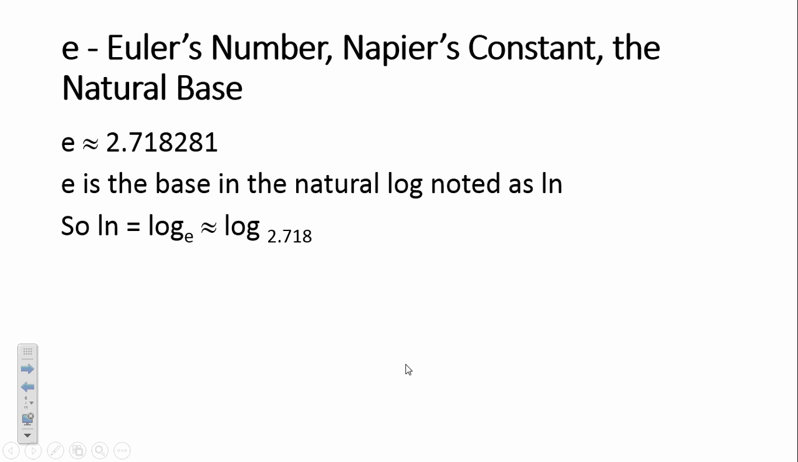The most common irrational number that most people remember is pi. What's special about pi? Never ending. Never terminates, never repeats. Euler's number, E, does not terminate, does not repeat. Also known as Napier's constant and the natural base. So with pi, we say it's 3.14159 6, and so forth. E is approximately 2.718281.